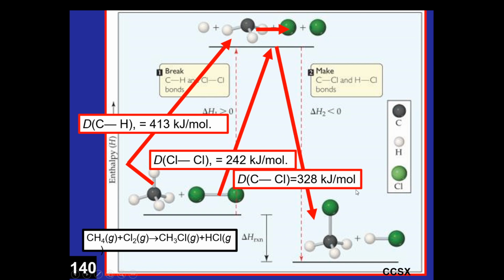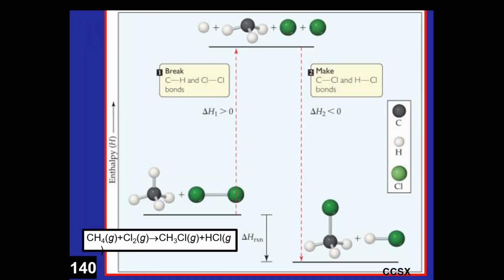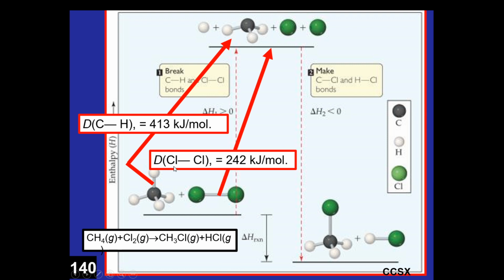All right, so let's take a look at the energies here. For the first step, we're going to start all over again. This bond is broken between the carbon and the hydrogen, and that bond enthalpy is 413 kilojoules per mole. You looked that up in the chart on the previous slide. The next bond that's broken is this chlorine-chlorine bond. That bond enthalpy between the two chlorines is 242 kilojoules per mole. So that's how we split up the chlorines.